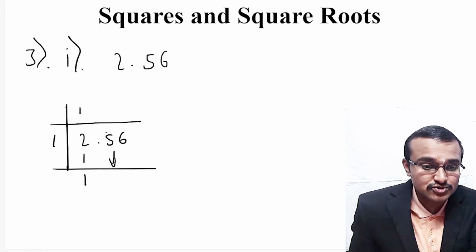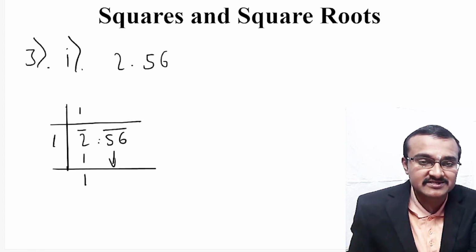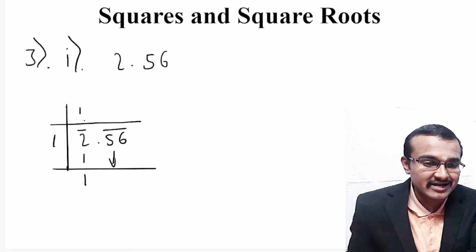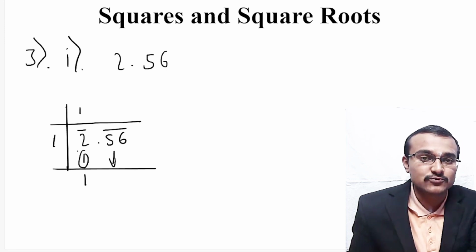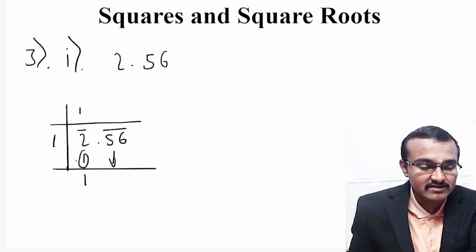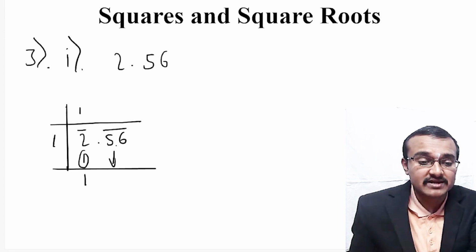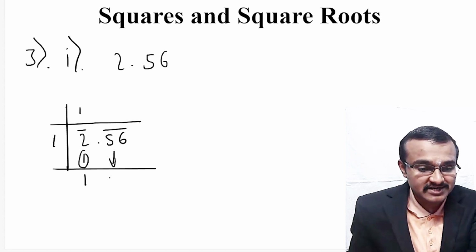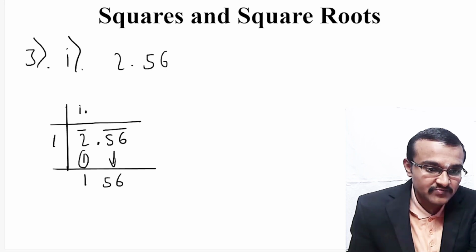You should group here. So 56 is one group, 2 is one group. 1 is less than 2, that means the perfect square number 1 is less than 2. So 1 into 1, 1. 2 minus 1 is 1. Take this 56 downside, so 156. When you take a number which is after the decimal point, you should put a decimal in the quotient as well. So now it is 1 point.